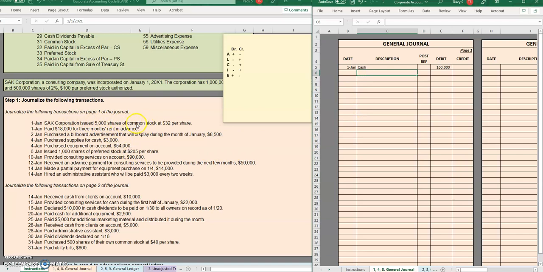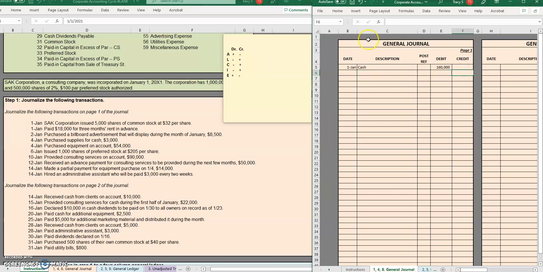Now the second piece is we are issuing common stock. So common stock is going up. Remember, whenever we issue common stock, that's saying the amount of ownership is increasing. So common stock is going up. Common stock is a capital account. So we are going to increase it with a credit.